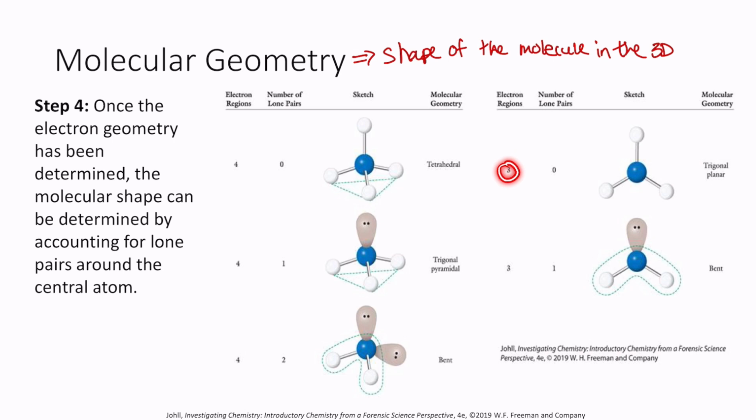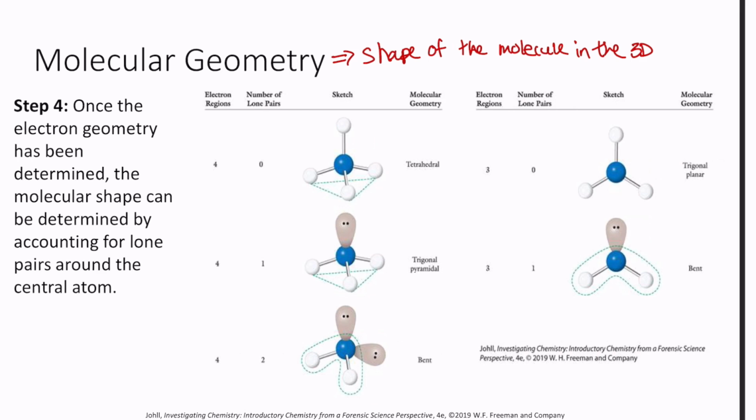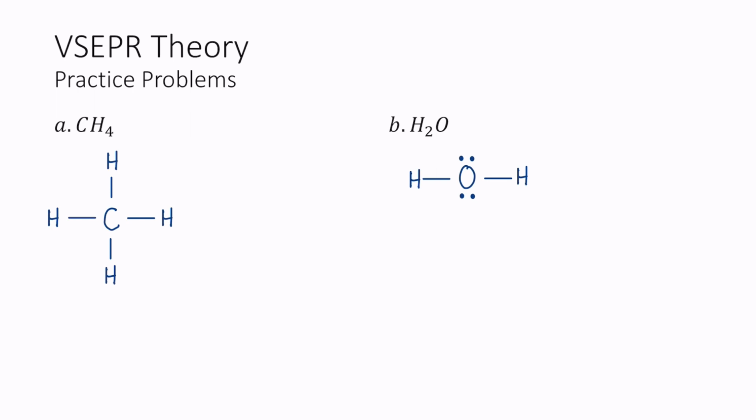If you have 3 electron regions, no lone pairs, again, you're going to have a trigonal planar shape. The electron geometry and molecular geometry will always be the same if you only have bonded atoms to your central atom. As soon as you start getting those lone pairs on there, then the molecular geometry will not be the same. So let's look at some examples. We already drew the Lewis structures for these problems in our previous video. So if you need to, you can go back in your lecture slides and copy them down, or you can just use the ones here.